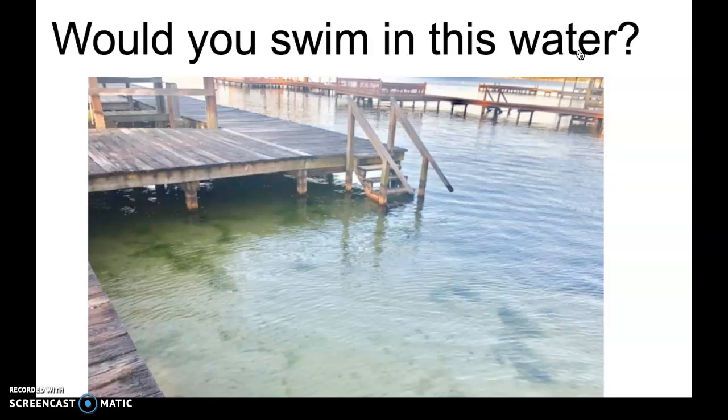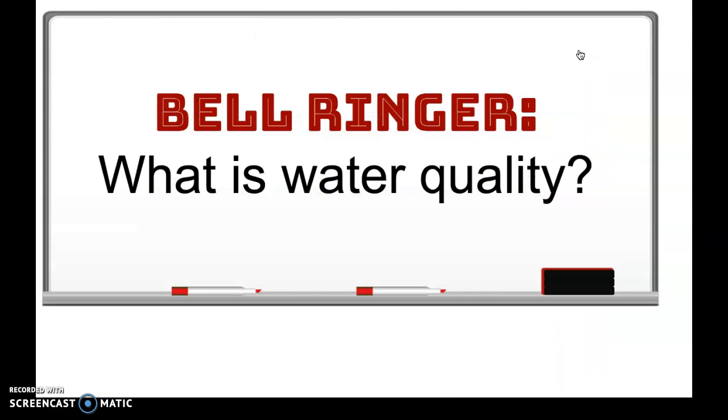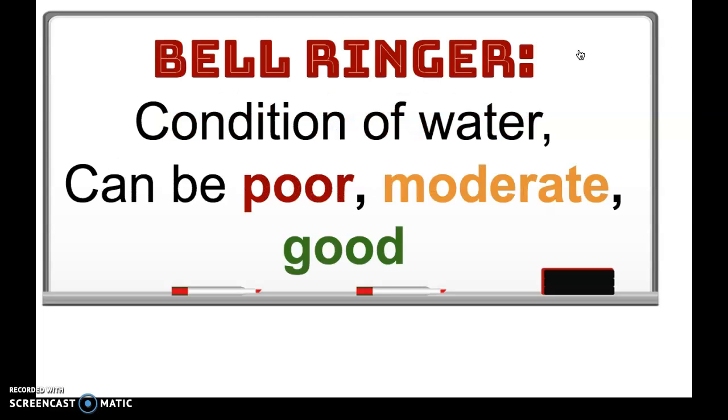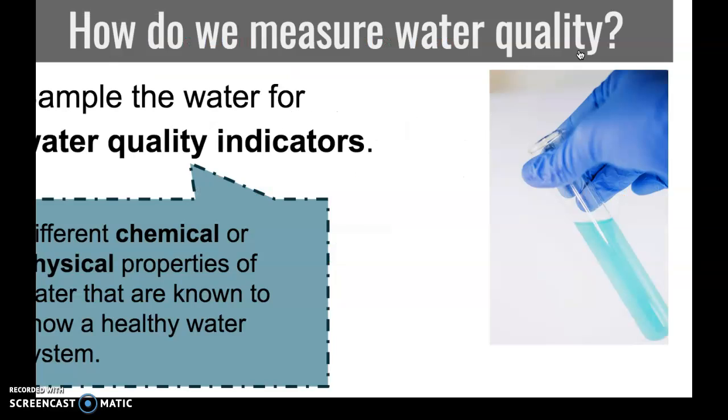Now, as scientists, though, we get a little bit more specific. We want to know more about the water. We define water quality as the condition of the water. Again, it can be poor, moderate, aka fair, or good. How do we measure water quality?